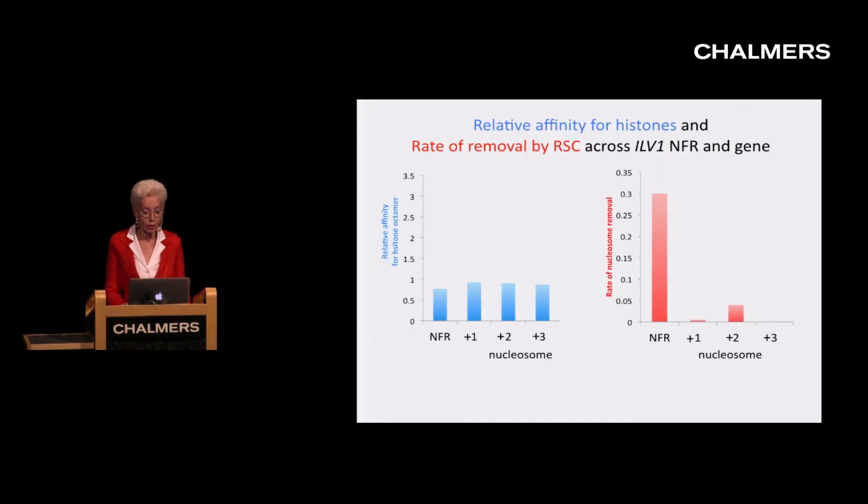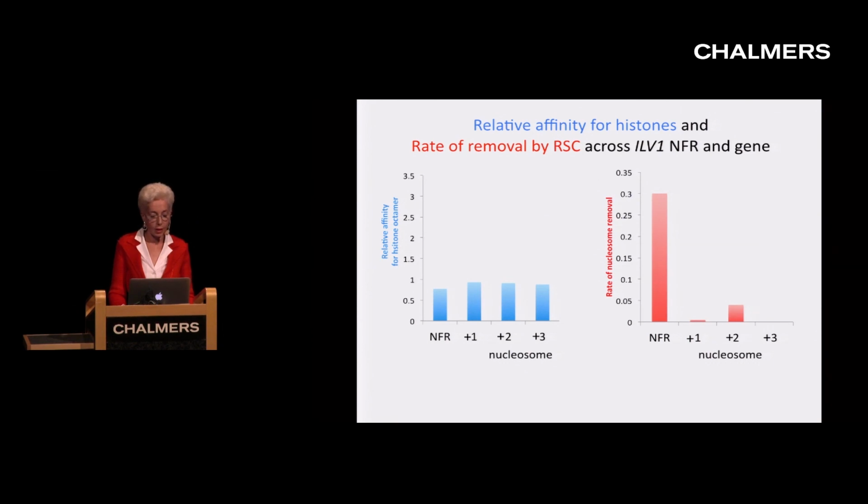Finally, we made measurements of both affinity for the histone octamer and rate of removal of a nucleosome by RSC for the ILV1 gene in yeast. We assembled nucleosomes on a series of DNA segments, DNA of the NFR and DNA of each of the first 3 nucleosomes of the gene. As shown in blue, there was virtually no difference in affinity of NFR and gene DNA for the histone octamer. All DNA segments bound the histone octamer almost as well as a high affinity histone-binding DNA.